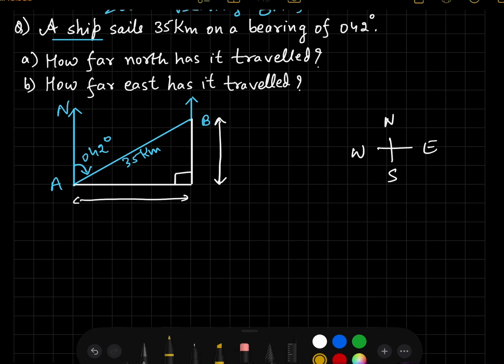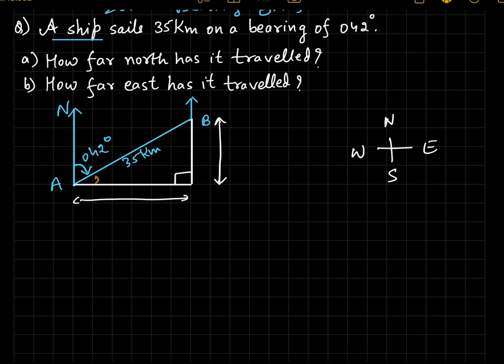Now what else do we need? We need this angle. So this angle would be how much? We know that the total is 90 degrees. So this angle would be 90 minus 42. So I can say that this angle is 48 degrees. Got it? And let us name this as C. So now we will use our trigonometry here.